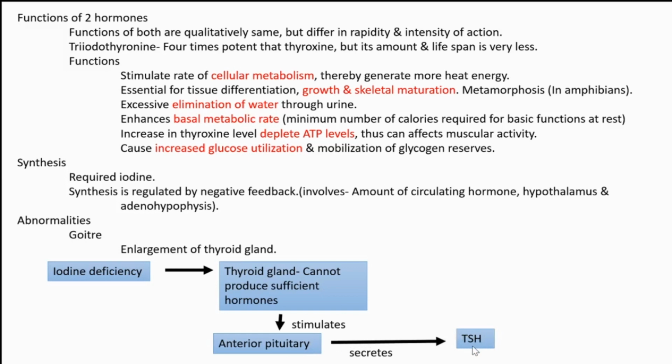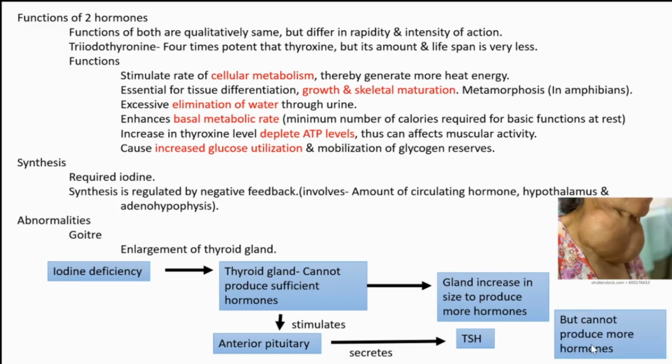In response to this thyroid stimulating hormone, the thyroid gets stimulated and increases its size, for what? To produce more hormones. But as there is not enough iodine, it still cannot produce enough hormones. The only result is an enlarged thyroid gland. That condition is called goiter. I think you understand.